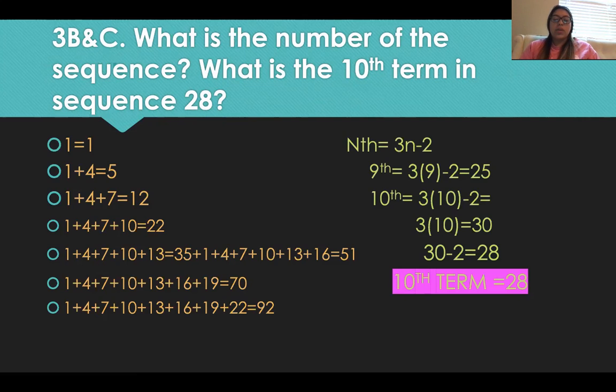So our formula is 3n minus 2. After we have this formula, it's easy for us to find the answer for whatever number. We are asked to find the 10th term. This is easy because all we have to do is plug in and check our answer. For the 10th term, we replace n with 10. So we do 3 times 10, which is 30, minus 2, which gives us 28. The 10th term is 28.